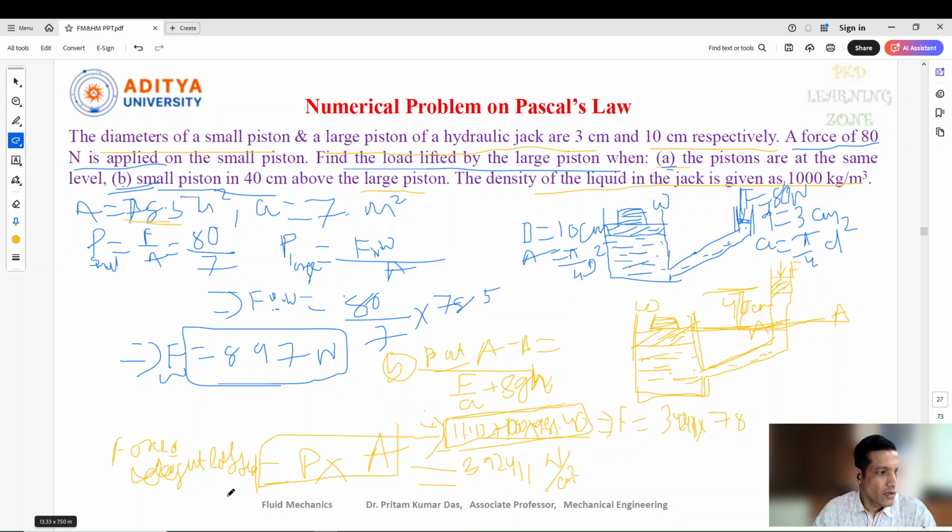I hope you understood how to solve like this, and if any changes are there, like unit changes, you can do that. That is not a huge problem. I hope you understood how to solve the problem related to Pascal's law.